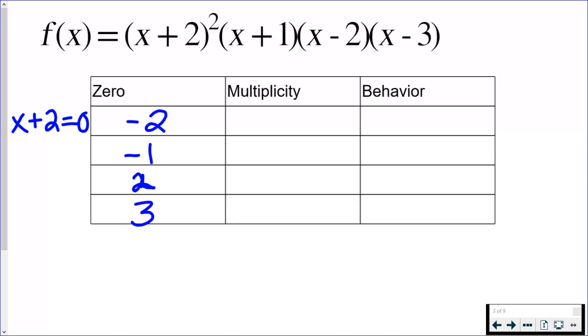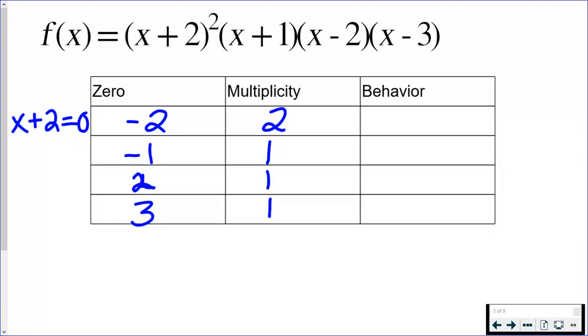Now, multiplicity just means how many times does this factor occur in my equation? The x plus 2 has an exponent of 2. That means I have 2 of them. So that means negative 2, which came from x plus 2, has a multiplicity of 2. I hope you were able to follow that. I said 2 a lot. But this is just based on the exponent where that x-intercept came from. So negative 1 came from x plus 1. This has an exponent of 1, which means it occurs once, so it has a multiplicity of 1. 2 came from x minus 2. It has an exponent of 1. 3 came from x minus 3. That also has an exponent of 1.